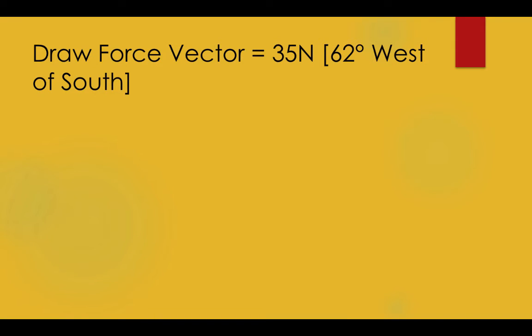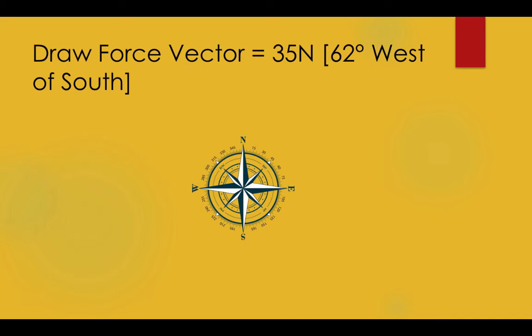The vector is a force vector with a measure of 35 newtons with a direction of 62 degrees west of south, or if you like, 35 newtons with a direction of 28 degrees south of west. Here is a compass. If we need to draw this vector line at 62 degrees west of south, you can see that it belongs in the third quadrant. We're going to bring in a protractor to make the measurement a little bit easier. We're going to line up the protractor so one of its zeros matches up with the south arm.